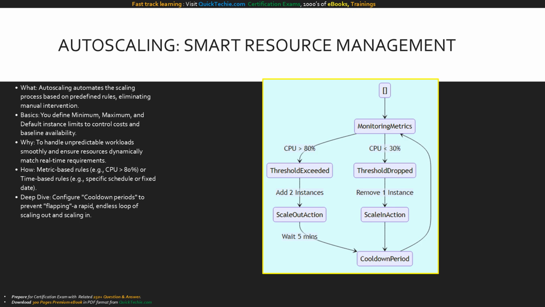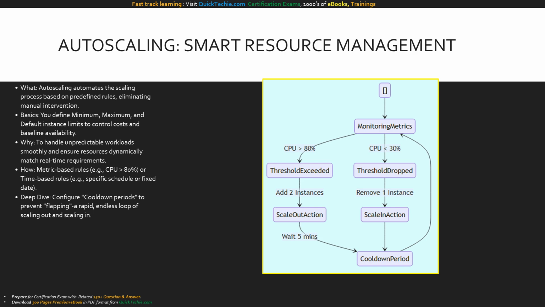But critically, look at the next step, the cool-down period. The system deliberately pauses for 5 minutes. It waits to see how the new servers affect the overall CPU average before making any more decisions. This prevents over-provisioning. Once the cooldown ends, we return to monitoring metrics.